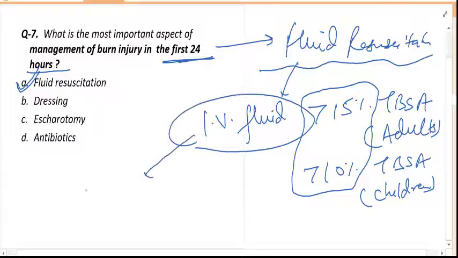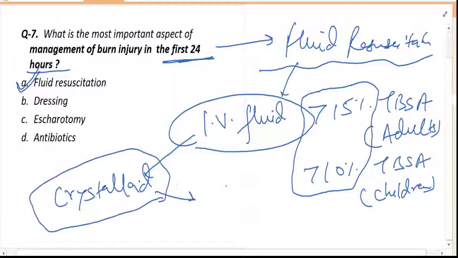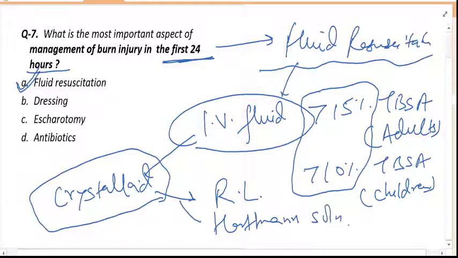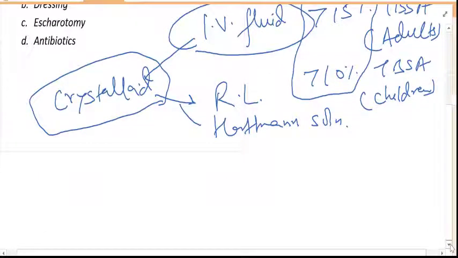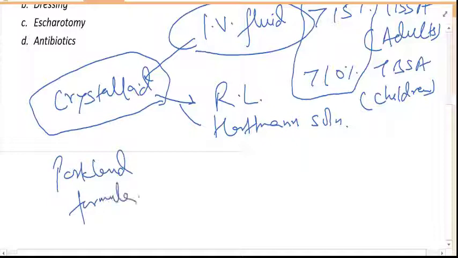And the fluid of choice will be a crystalloid. Initially, crystalloids are preferred. This crystalloid is either Ringer's lactate or Hartmann solution for the fluid resuscitation. The amount is calculated most commonly by the Parkland formula. There are other formulas also, but this is the universal formula most commonly used.